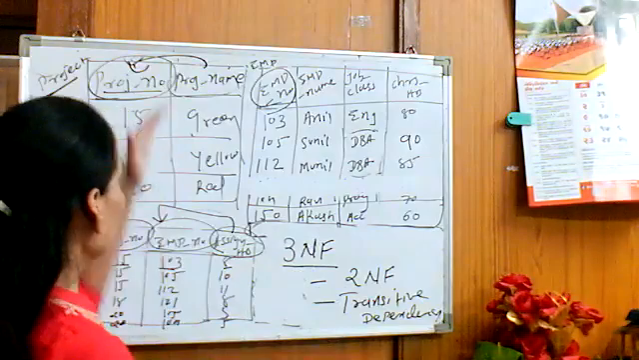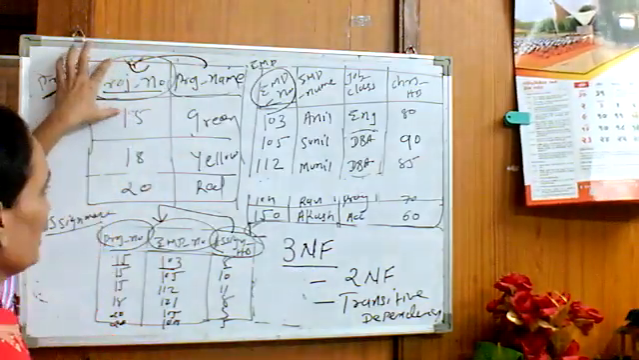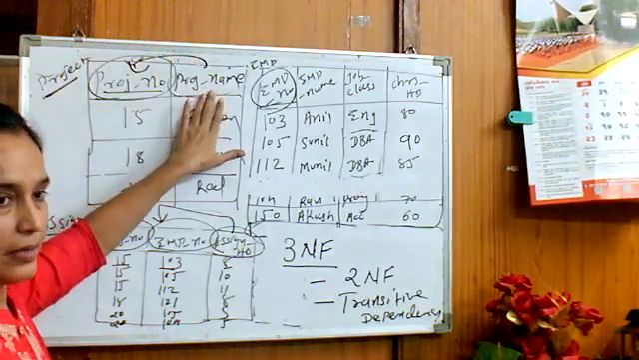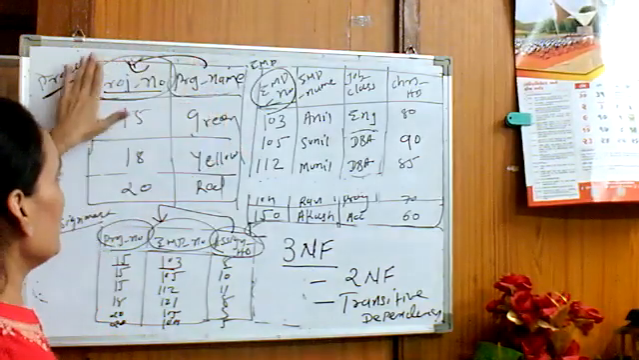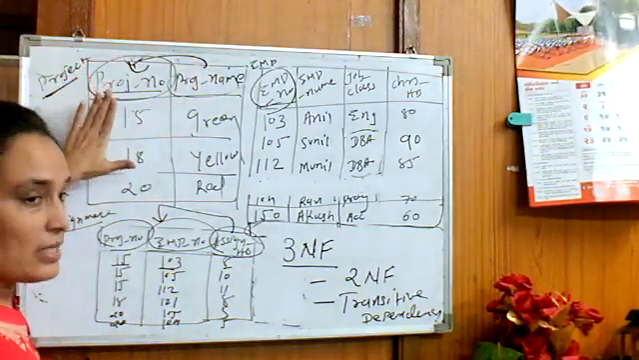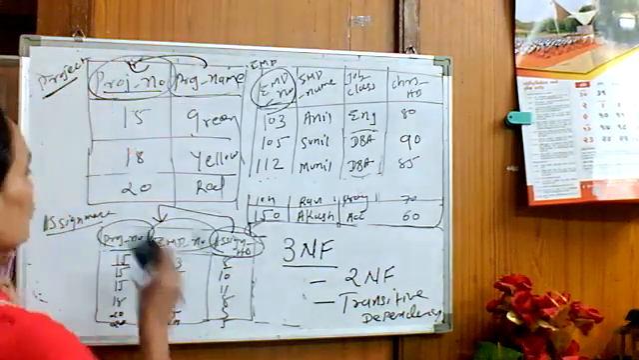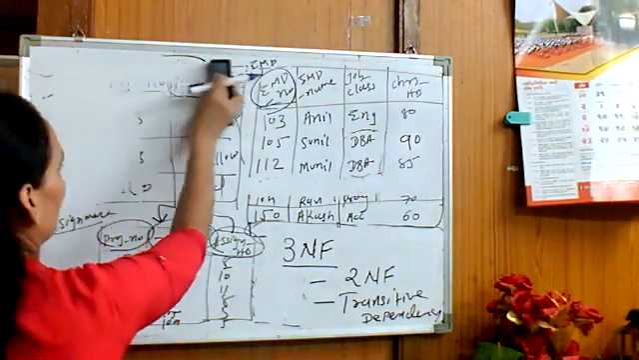First of all, we will check our first table, project. There is one primary key and one non-key attribute. The non-key attribute is directly dependent on the primary key. So this table is in second normal form and this table is also in third normal form. So there is no problem in this project table.